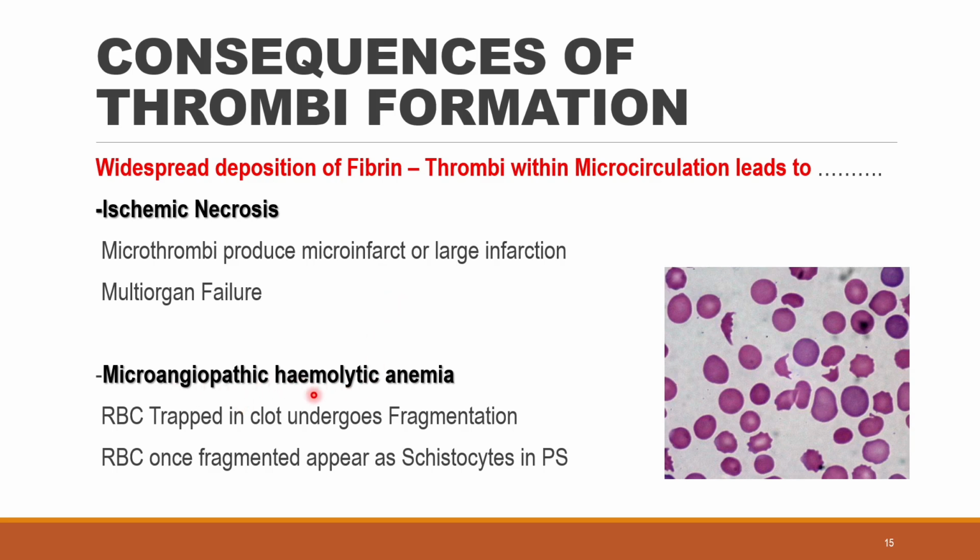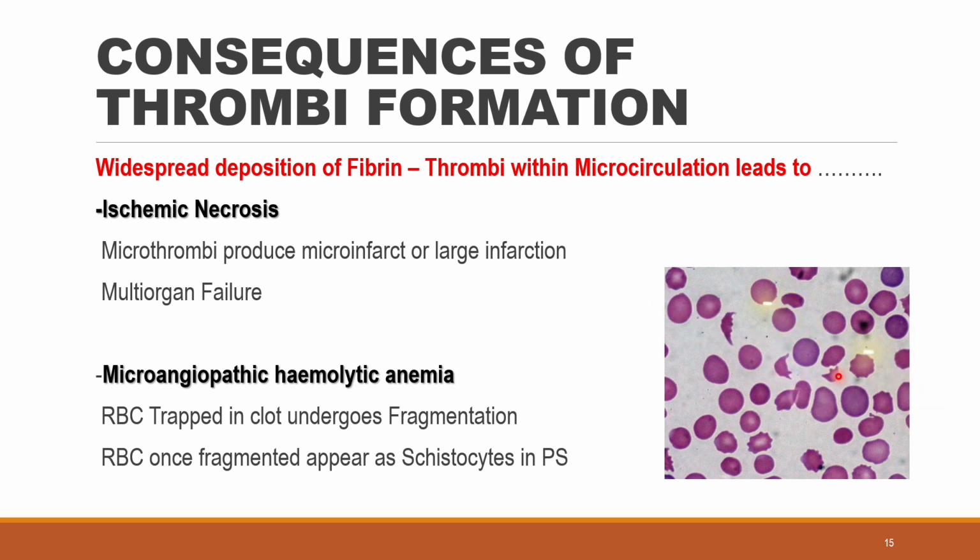Because of that, there will be hemolytic anemia, because the RBC is also trapped in a clot, so it will fragment. So it will lead to the development of fragmented RBC, hemolytic anemia, where the RBCs are broken down early. And once RBCs are fragmented, they appear as schistocytes in the peripheral blood smear.